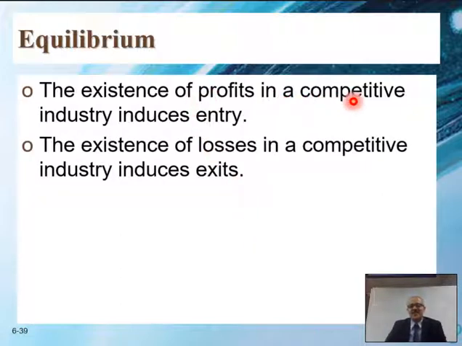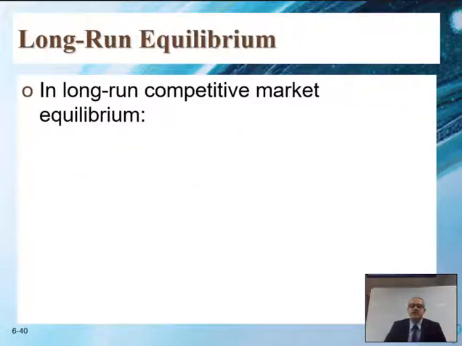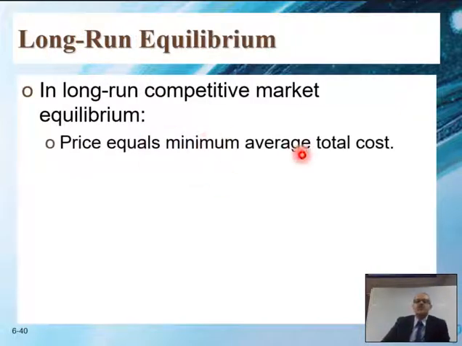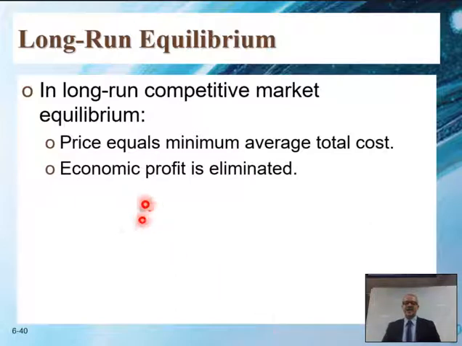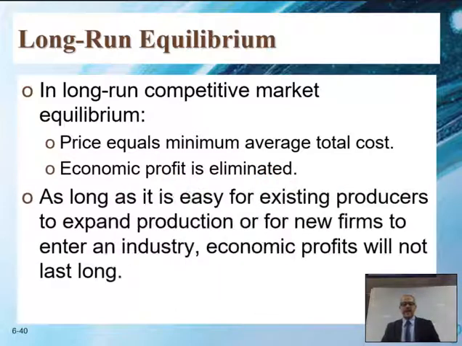The existence of a profit in a competitive industry induces entry. And if there is loss, then people are induced to go out. Now, what happens in the long run? In the long run, prices will equal minimum average total cost. So in the long run, the minimum average total cost will reach the prices, will reach the marginal cost, and economic profit becomes eliminated. And as long as it's easy for existing producers to expand production or for new firms to enter an industry, economic profits will not last long. So you see some businesses that are zero economic profit.